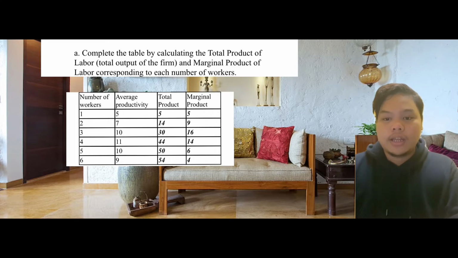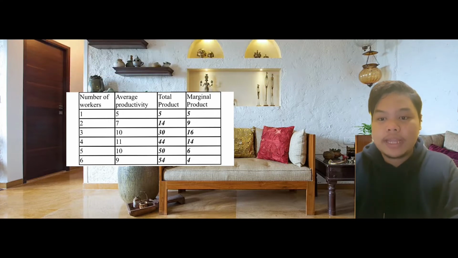See that table, TP equals AP times number of workers. So for row number 1, 1 times 5, we get 5. For row number 2, 2 times 7, we get 14. So this is the total product: 5, 14, 30, 44, 50 and 54.